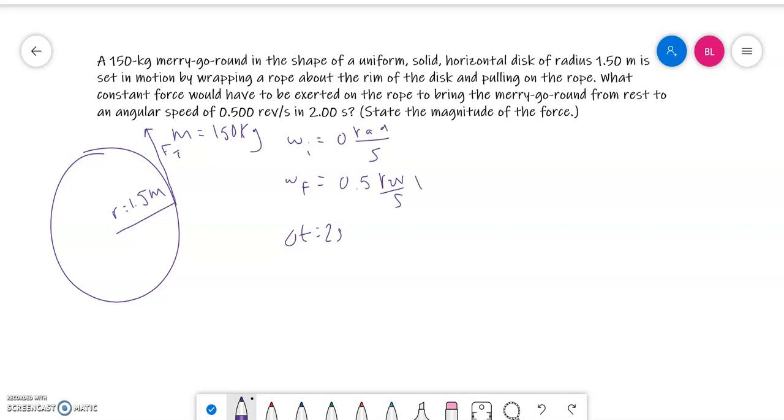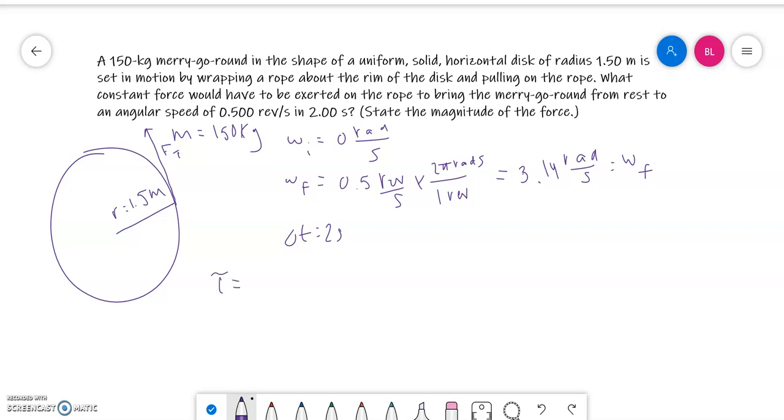Let's just quickly convert revolutions per second to radians per second. The 2 crosses out with the 0.5, and we would just be left with 3.14, or pi, radians per second as our final angular speed. And we are looking for the magnitude of the force of tension.